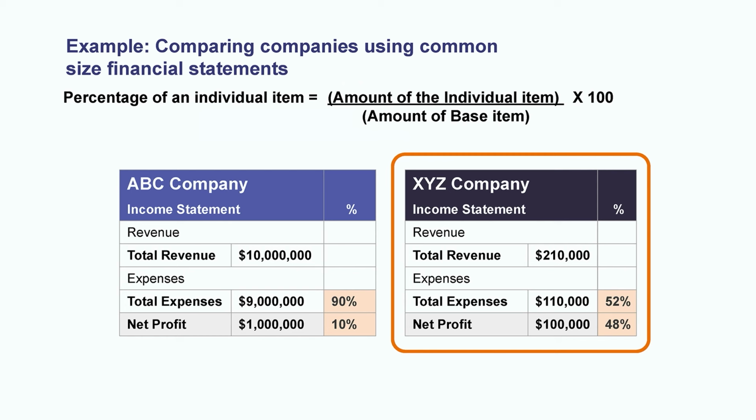What this means is that for every dollar of revenue that ABC generates, they're keeping 10 cents in their pocket after paying expenses. However, for every dollar of revenue that XYZ generates, they're actually keeping 48 cents in their pockets. While we may want to do more analysis, based on this common size analysis alone, XYZ Company is showing signs of being the much more profitable option.